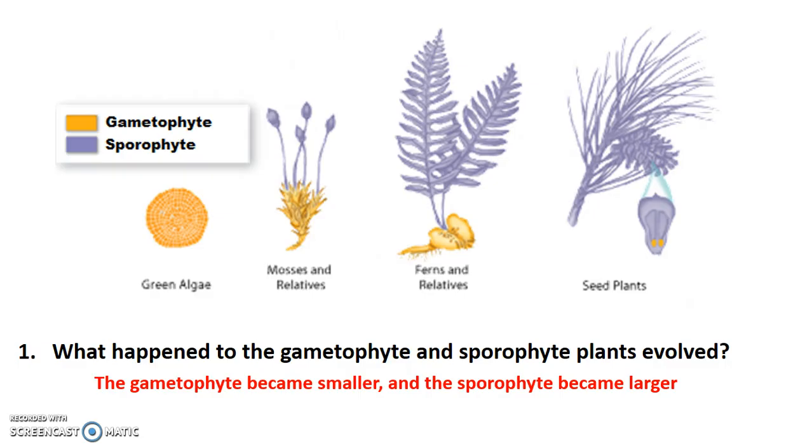But the actual sperm and egg producing phase gets smaller, and actually now is invisible to the naked eye in the latter groups of plants, gymnosperms and angiosperms. And the sporophyte phase is getting much and much larger. The seed and spore producing phase gets much, much larger.